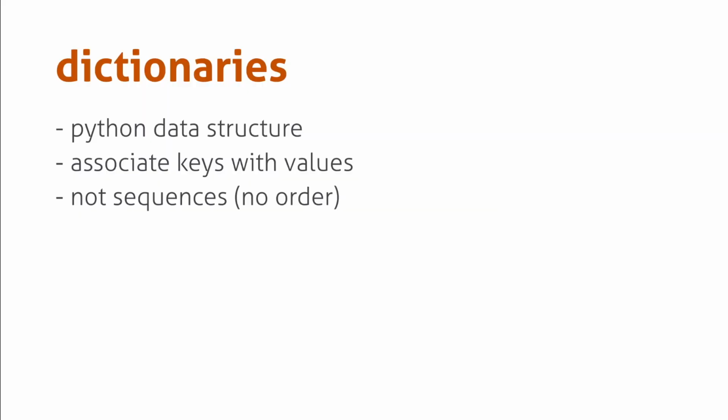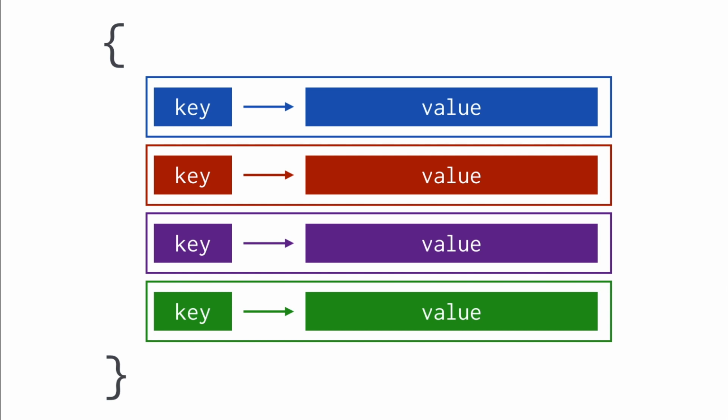Dictionaries are a Python data structure that associate keys with values. In the real world, a dictionary associates words with their meanings, so the keys would be the words and the values would be the meanings. Although dictionaries are collections of key-value pairs, they're not sequences because they don't have an order. So abstractly, a dictionary is a collection of these key-value pairs, packaged as one object.